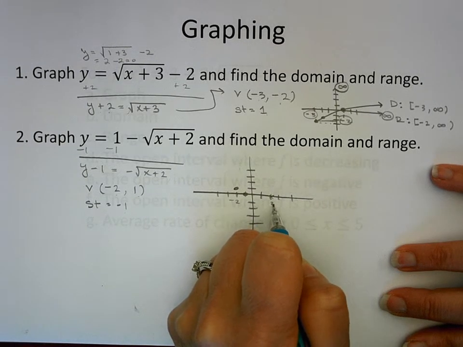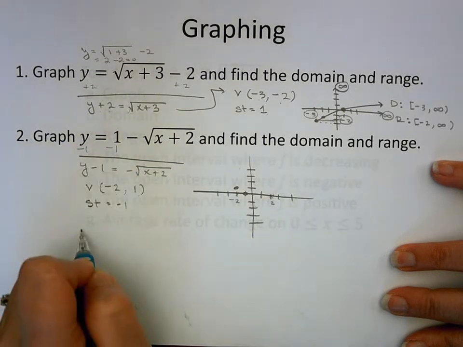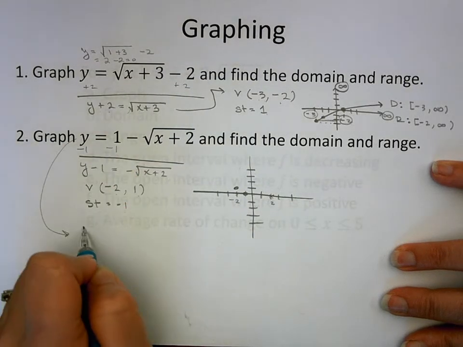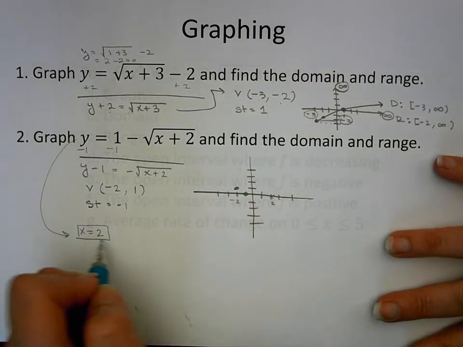So I'm going to use x equals 2. So from here, I'm going to replace x with 2. And again, every time I find my third point, I don't have to do the over 4 trick. I can actually use any number I want as long as I can do the square root of it. So I'm going to choose x equals 2.